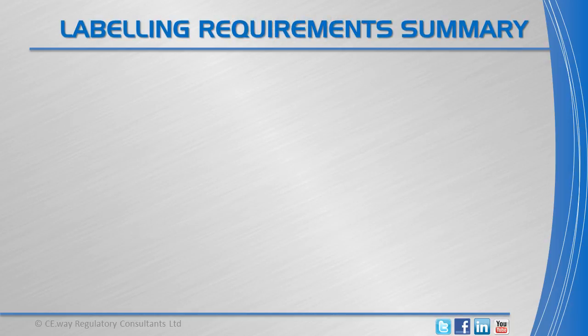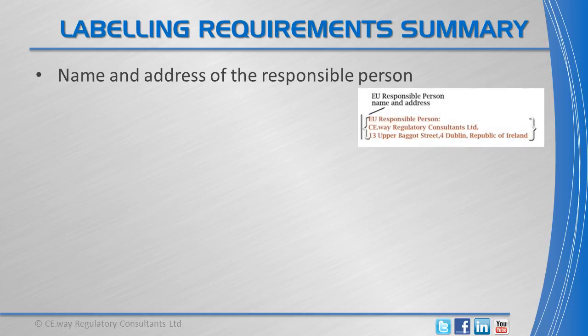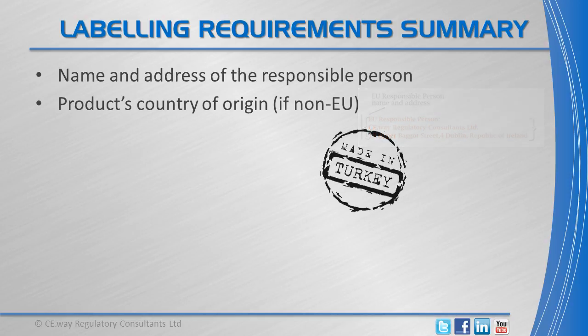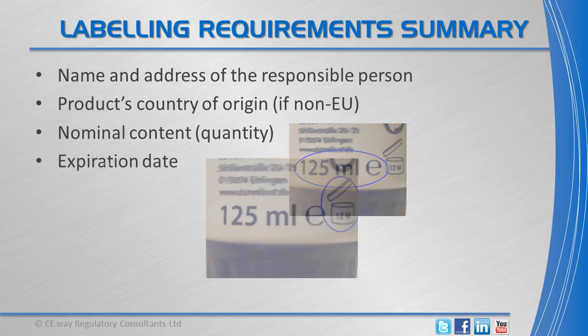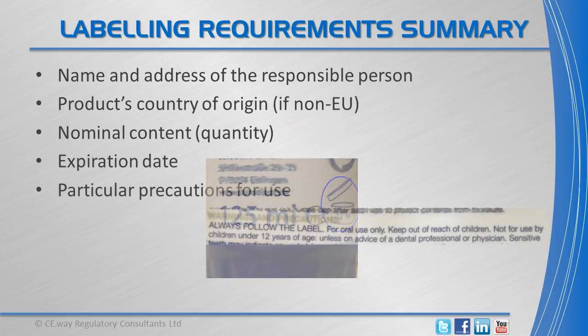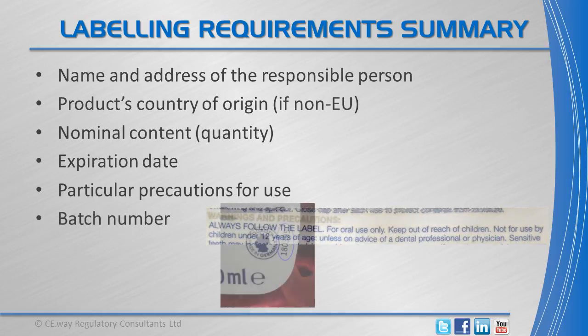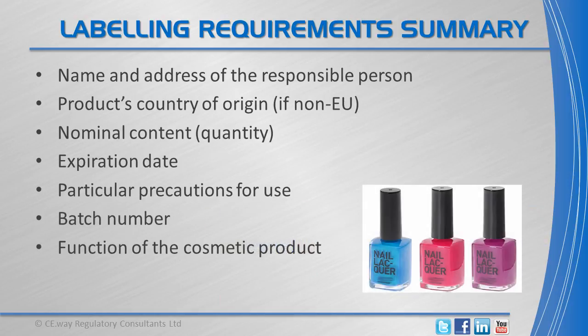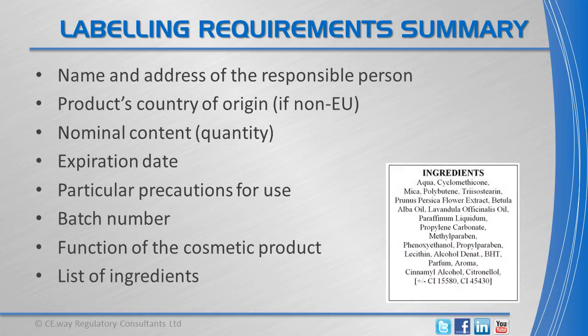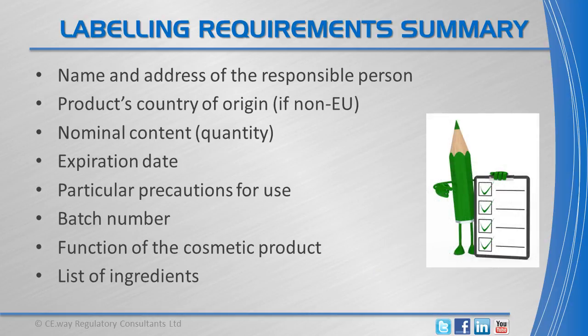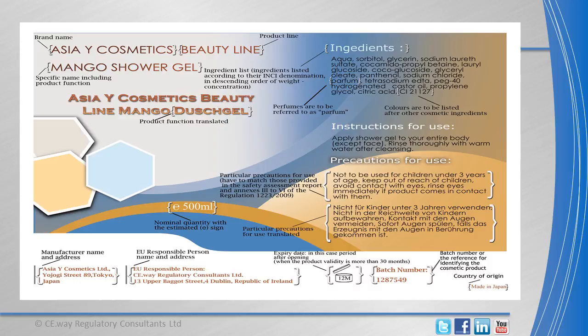So, to sum up, according to the regulation 1223/2009, the information that has to appear on the product label is the following: the name and address of the responsible person, the product's country of origin if the product is imported from outside the EU, the nominal content or quantity, the expiration date, particular precautions for use, the batch number, the function of the cosmetic product, and the list of ingredients. Here you can see a sample of the label with these obligatory mentions pointed out.